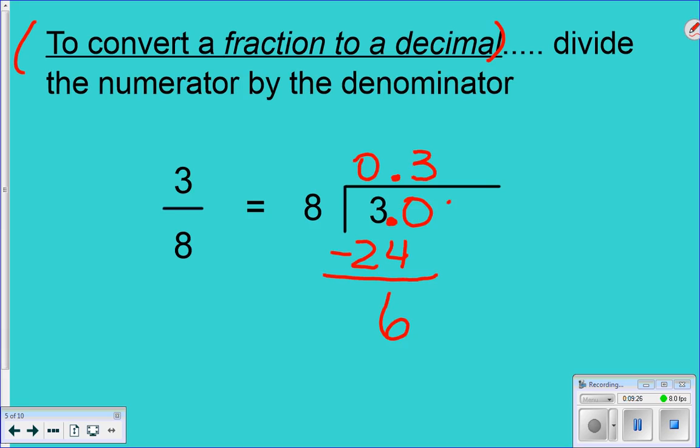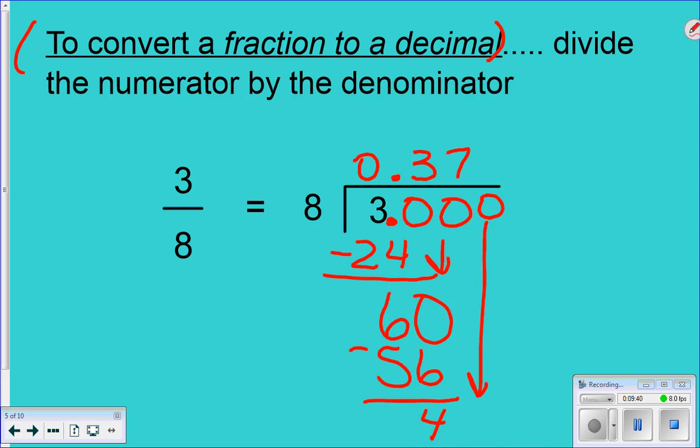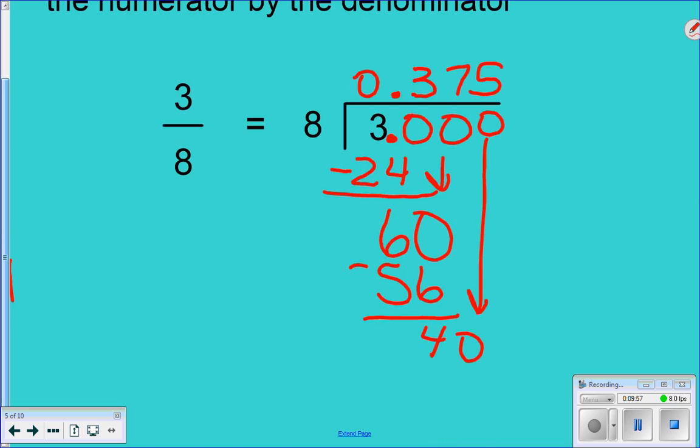I get 6, and I'm going to bring down another 0. Does 8 go into 60? How many times? 7? Wow. Minus 56. I get 4. I'm going to bring down another 0. Does anybody make those arrows? Some people do and some people don't. 8 goes into 40 5 times. I move my thing down if I can get it. Minus 40. Guess what? I'm done. 3/8 is 0.375 in a decimal. I'm done. That's all I can do.